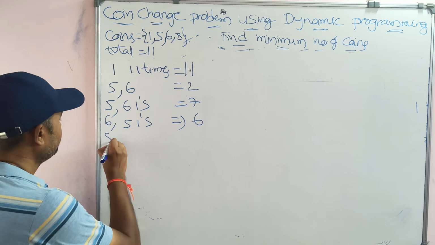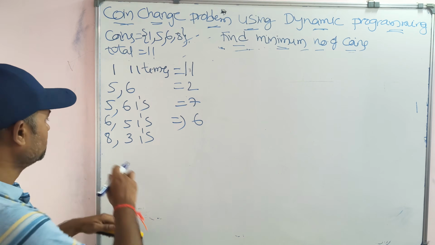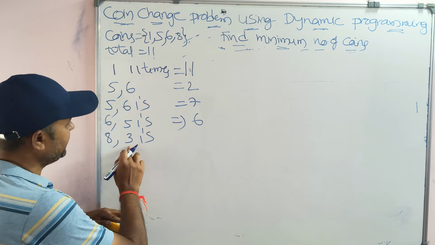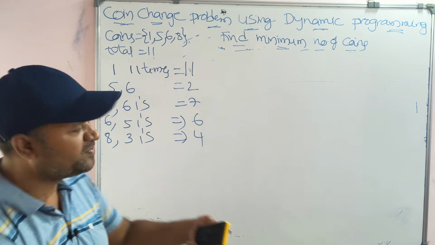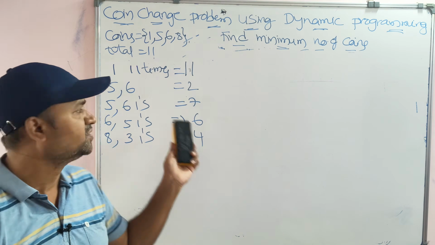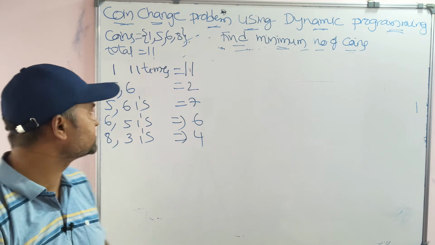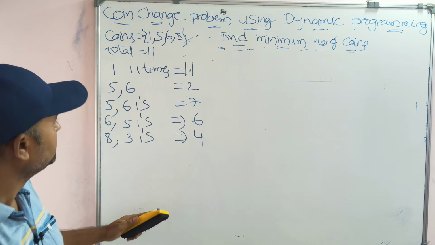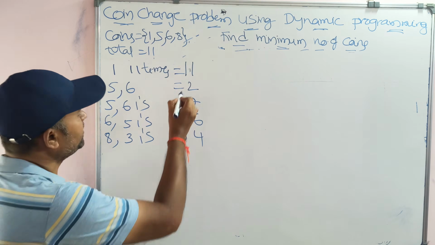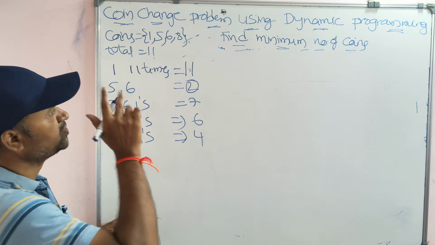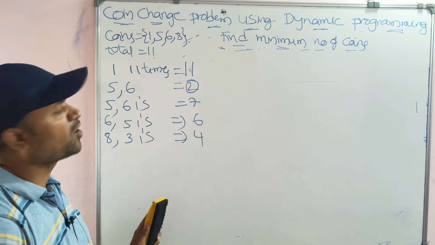Next, 8, 3 ones. So totally 1 8 coin and 3 1 coins. So totally 4 coins are required. Likewise, we may have some different approaches also in order to make a total of 11 with the help of these coins. But if you consider these, out of 11, 2, 7, 6, 4, which is the minimum number? 2 is the minimum number. So we require 2 coins in order to make a total of 11.